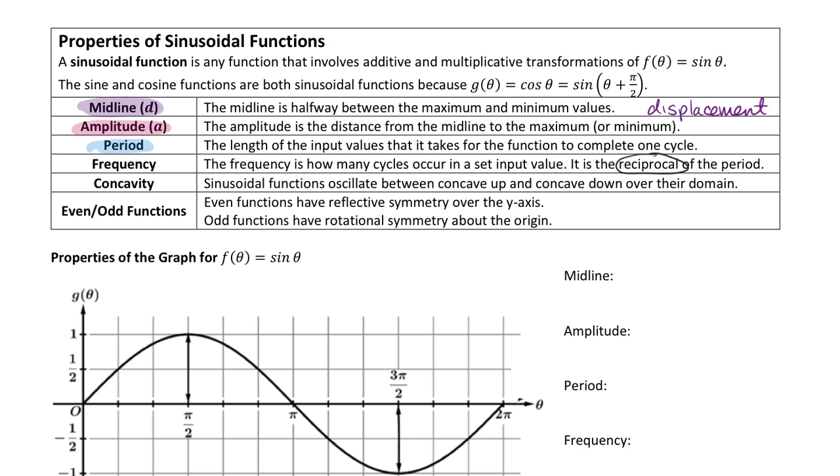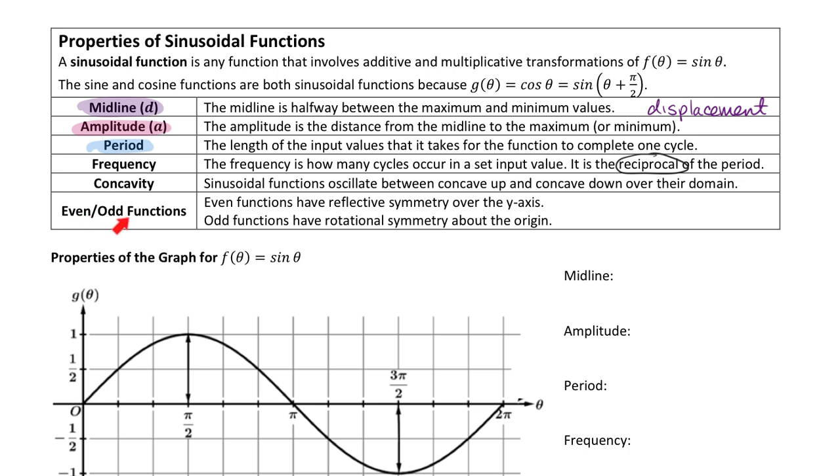Then we can also talk about the concavity of this function. Since sinusoidal functions oscillate or go back and forth between concave up and concave down over the whole domain, we may be able to talk about specific sections of it, but not in general, whether it's concave up or concave down.